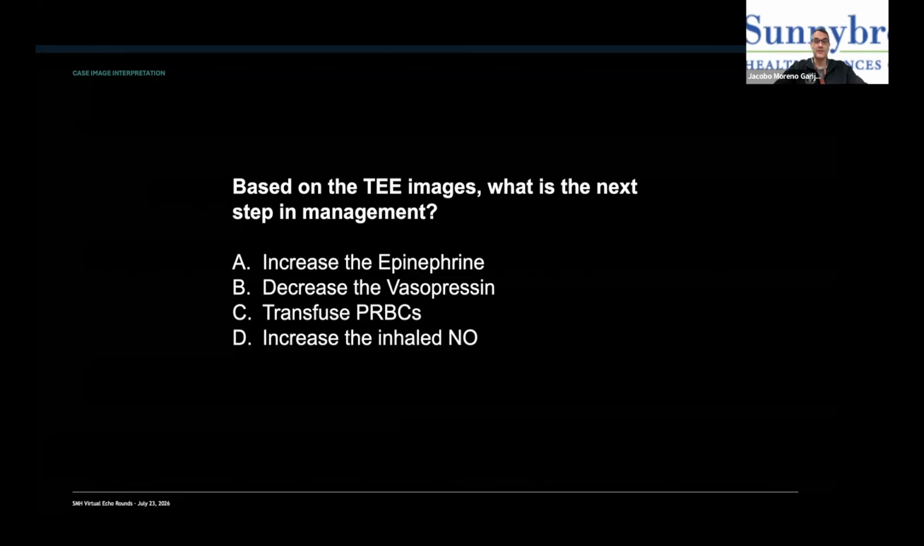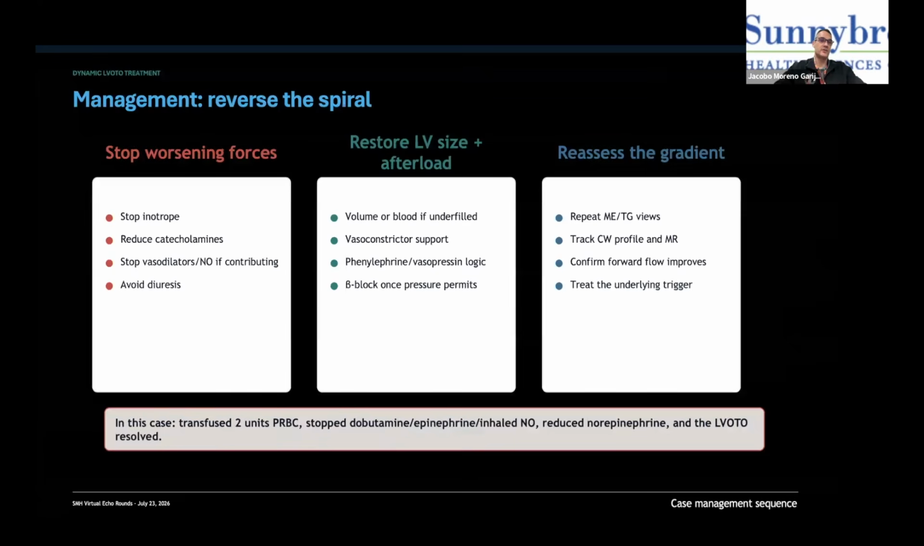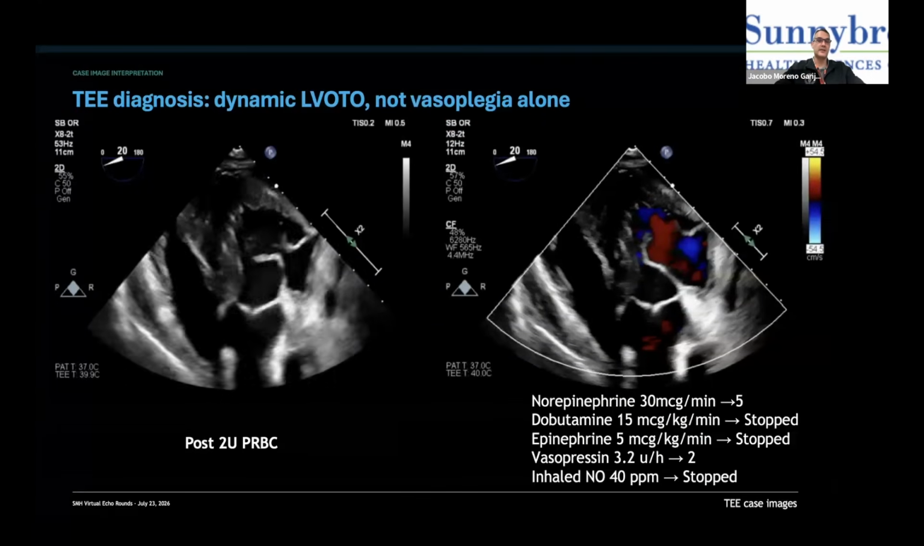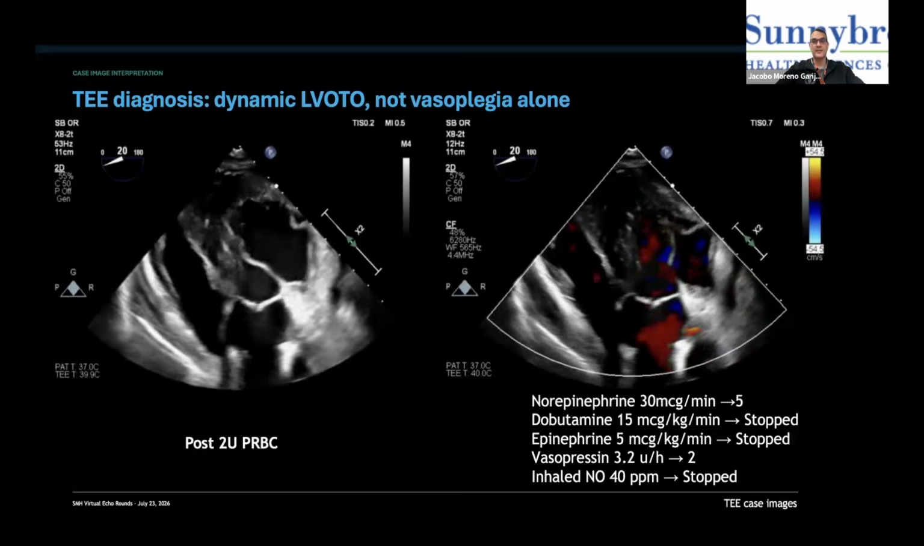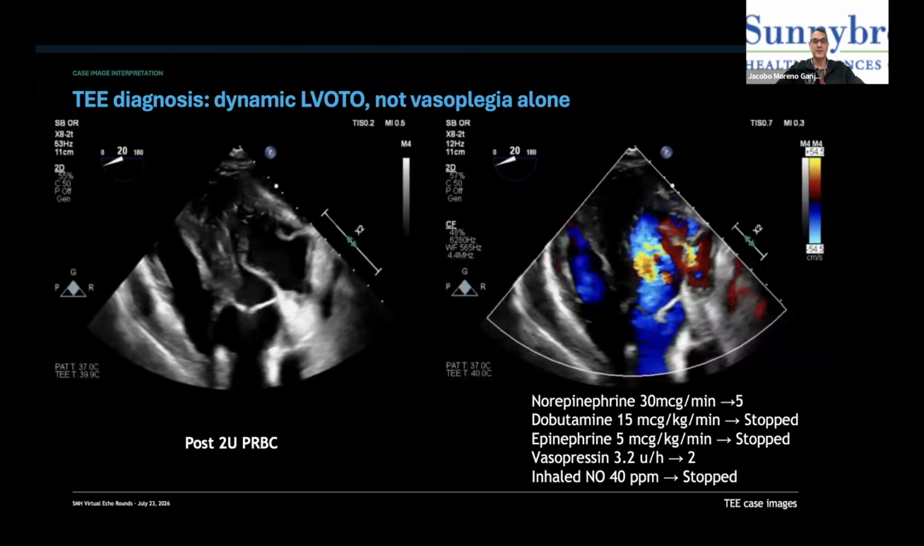To be honest, we were not very sure why the patient was on nitric oxide. But what we decided was to give a couple of units of red cells, and hemoglobin went from 70 to 90. We stopped the inotropes and stopped the nitric oxide. The epinephrine and the nitric oxide were stopped, the norepinephrine was reduced to minimal doses, and the LVOT obstruction resolved on its own. These are the images after two units of packed red cells. The norepinephrine was reduced to 5 mcg per minute, and the vasopressin was kept at 2.